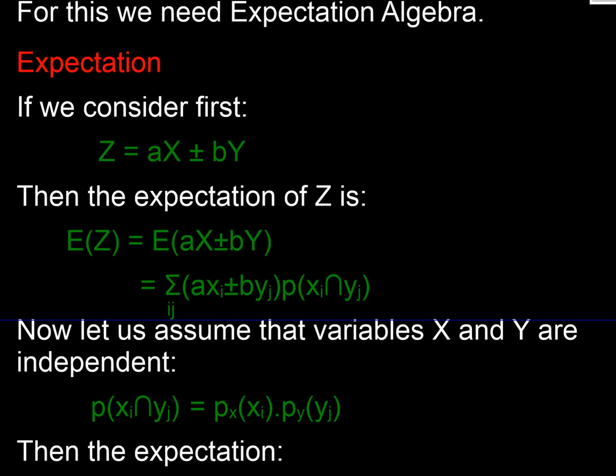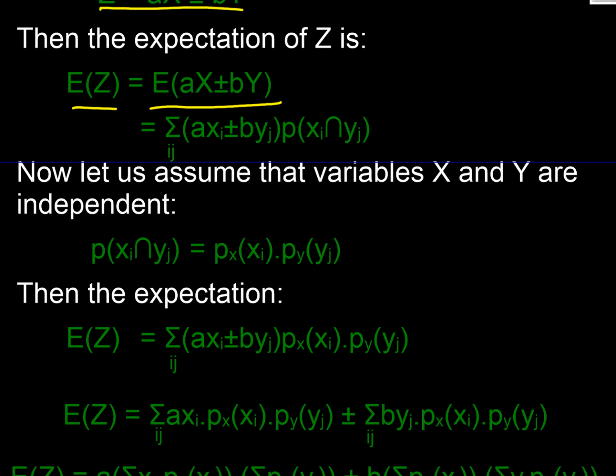So the first thing we do: if z equals that, then the expected value of z is the expected value of ax plus or minus by. And if we convert that into a probability statement, it's the sum over all the i's and j's, all the x's and all the y's, of our overall variable, ax plus by, multiplied by the probabilities. It's a weighted average, and we're summing them up.